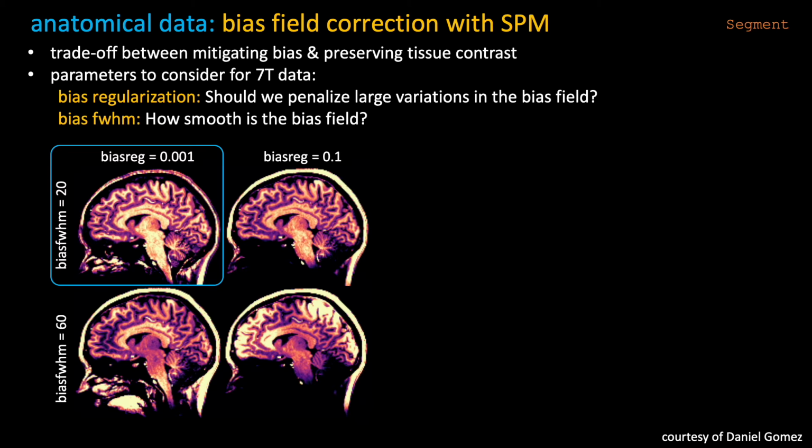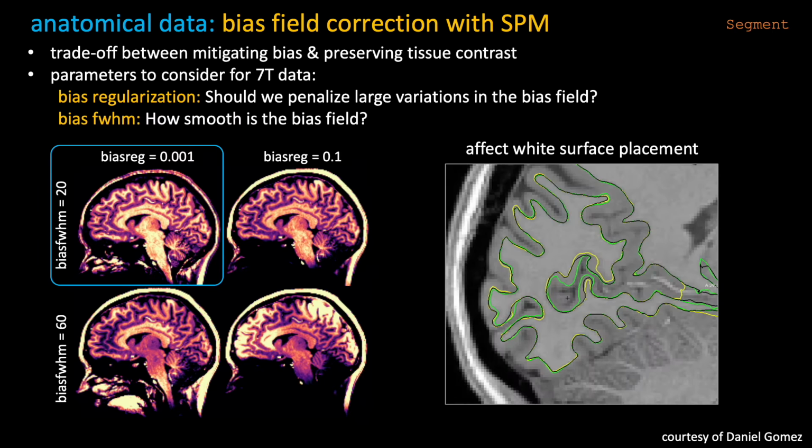Now, it's important to get it right because it will affect the surface placement. Here you can see a couple of different surfaces that were generated from differently bias-corrected data. Unfortunately, I don't know which one is which, but you can see that even within this parameter range, the differences are pretty visible. And now, this is the combination of parameters that works for our data.